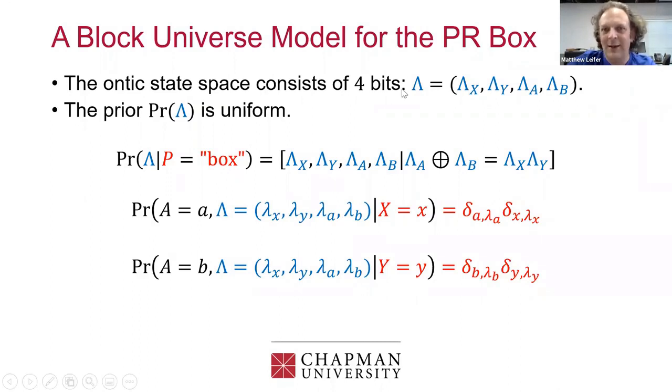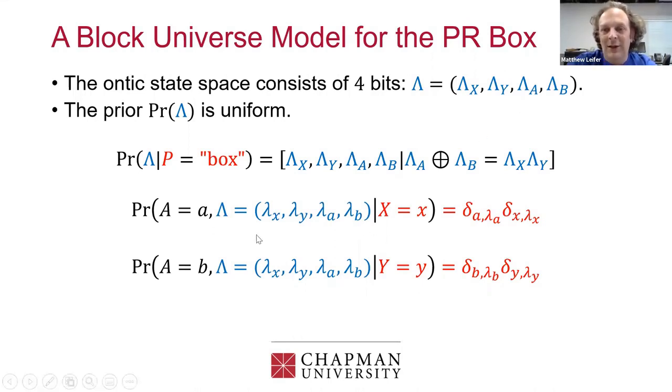We just let our latent variable consist of 4 bits. And those are labeled X, Y, A, and B because they're just going to simply hold the values of X, Y, A, and B. And then the probability of lambda, given that you're preparing a PR box, is just the uniform probability distribution over all lambdas that satisfy the PR box condition. And then these 2 probabilities for each of the 2 wings of the experiment, all they really do is copy the values of lambda into X, Y, A, and B.